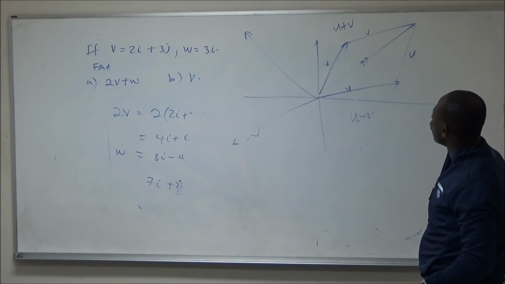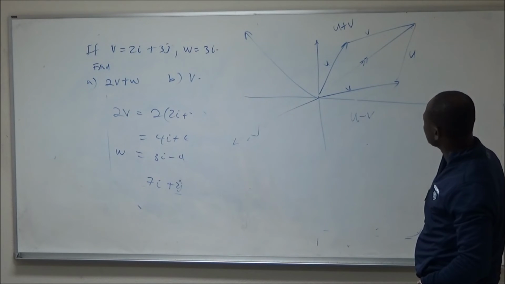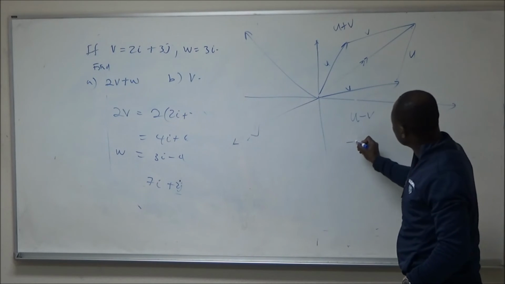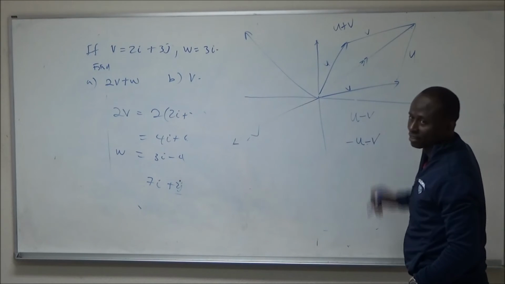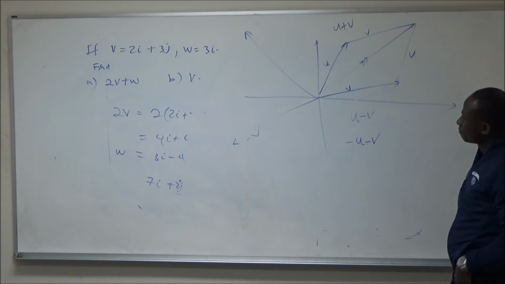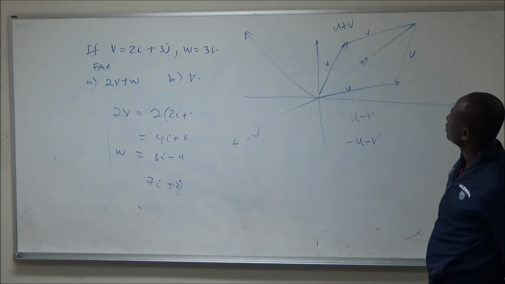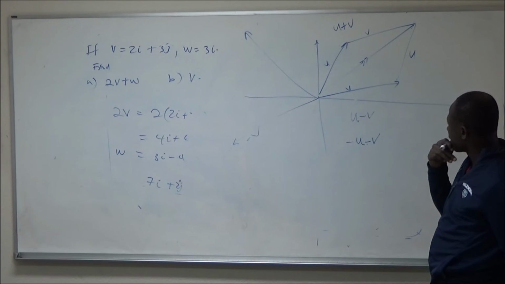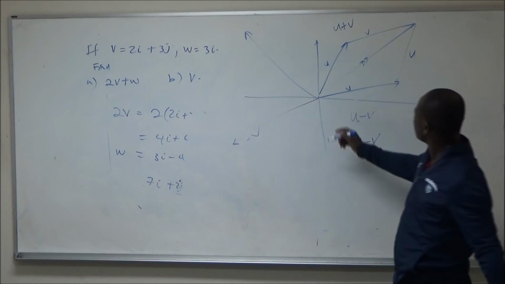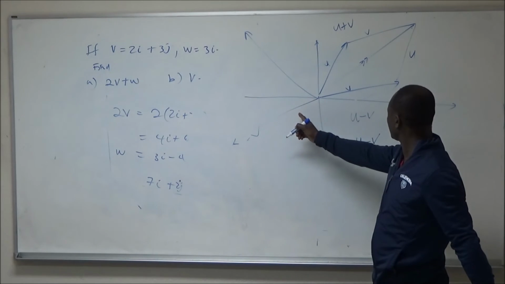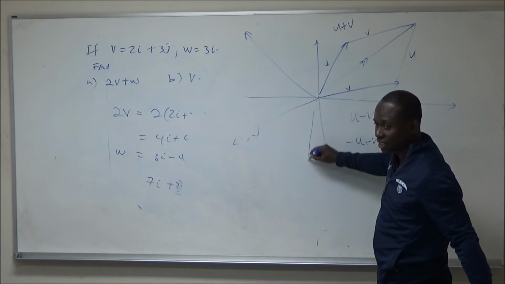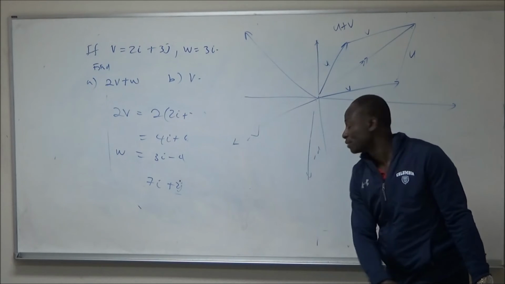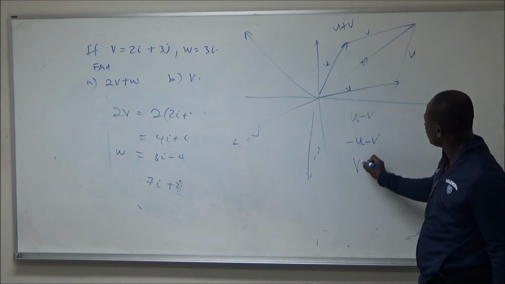Okay, this is cool. What about, oh, this is going to be scary. Minus u minus v. So minus v, we have it already, right? Minus u comes down this way, so it's going to be that. Okay, cool. How about v minus u?